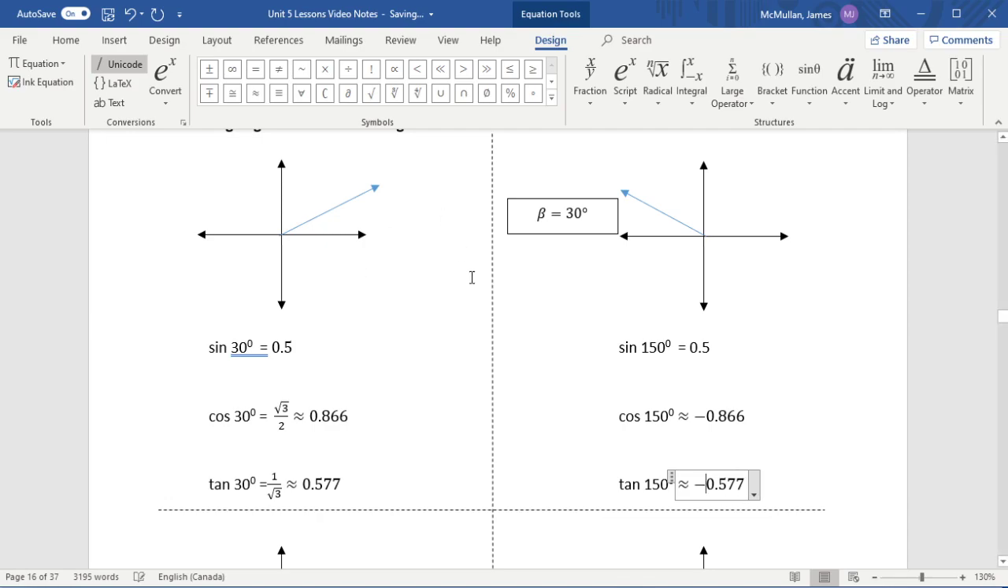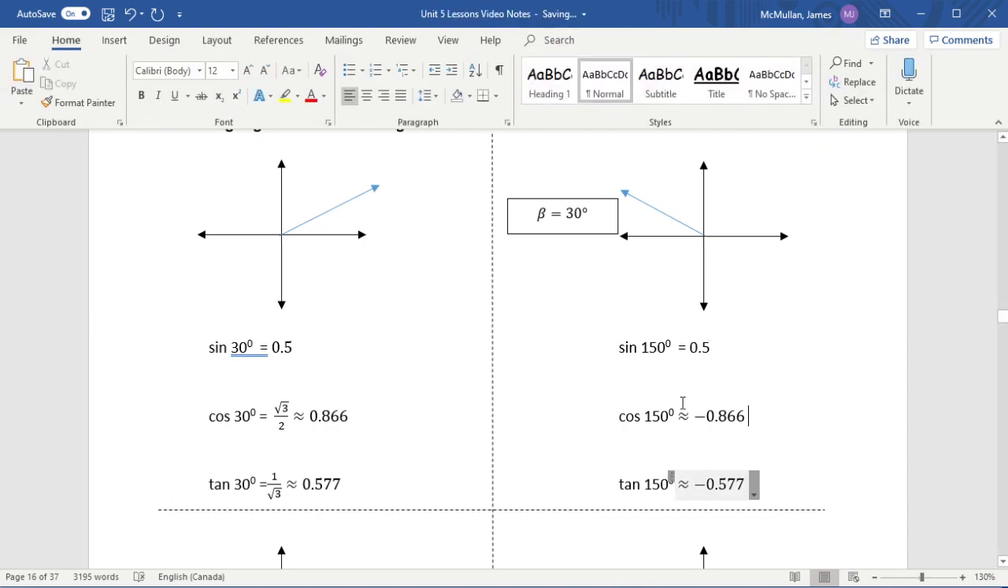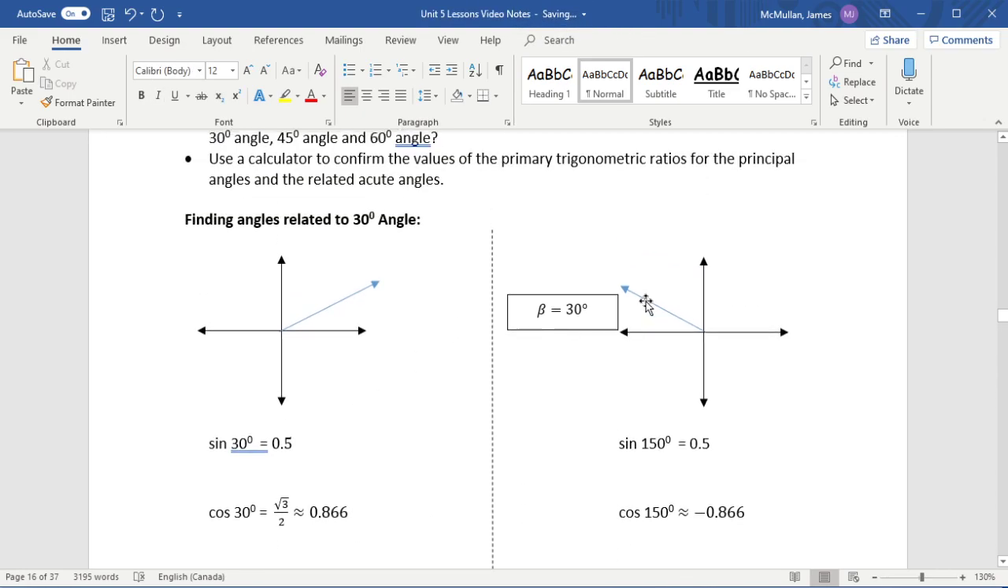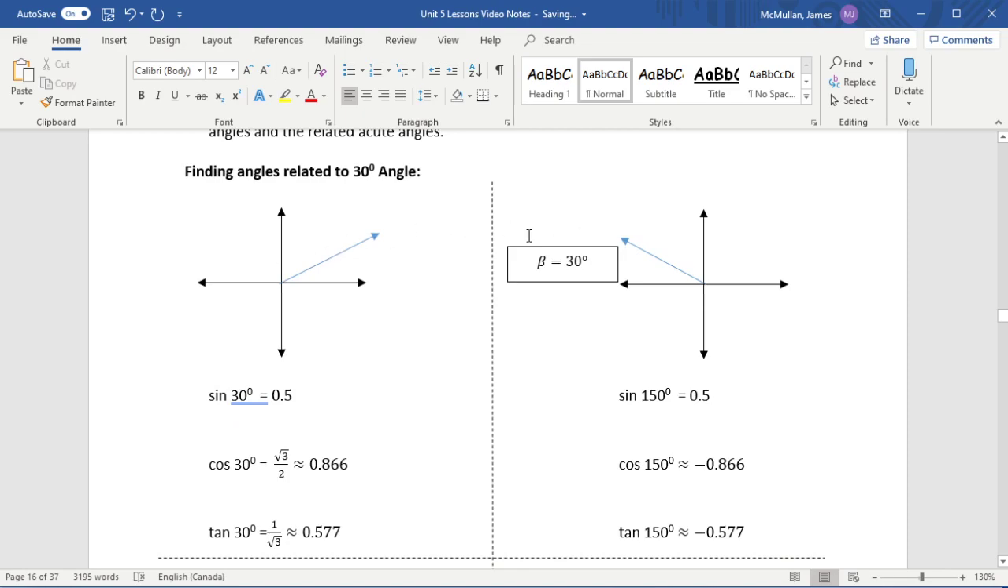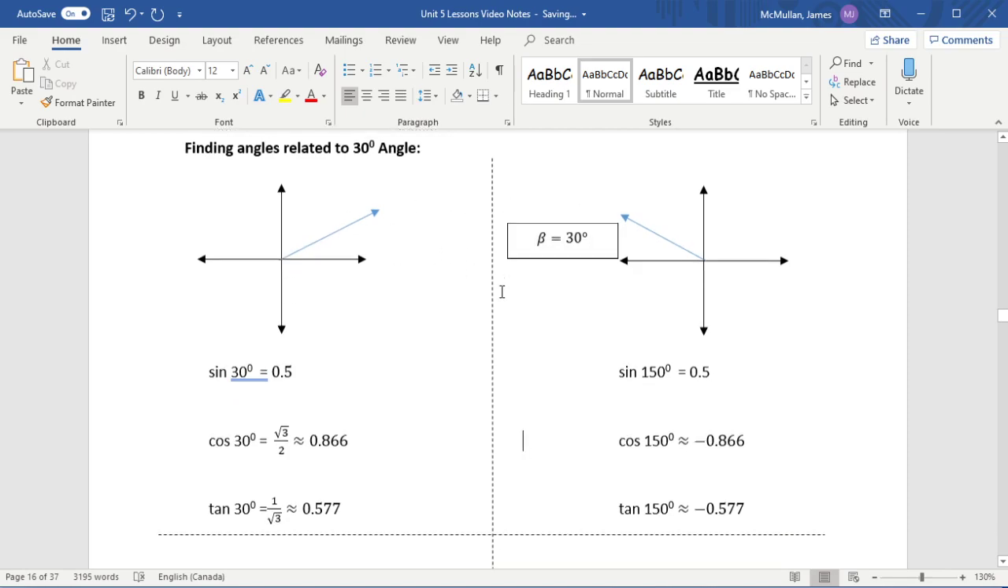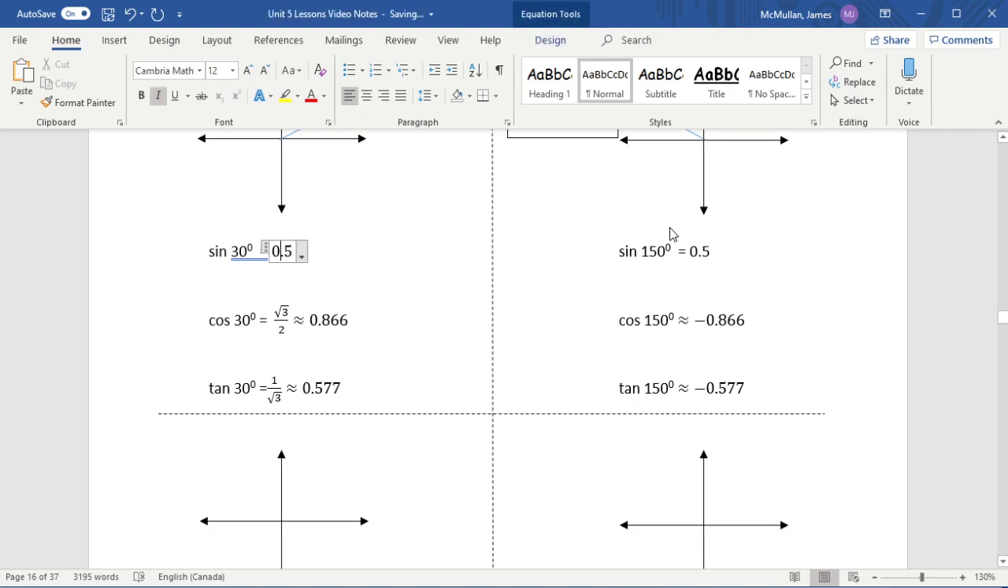So right away, our relationship brain here should be thinking, obviously there is some connection between a 150 degree angle and a 30 degree angle. Because number one, they have the same beta. The beta in both cases is 30. And number two, their sines are exactly equal. Their cosines are the same number but not the same sign. And their tangents are the same number but they are opposites. One's positive and one's negative.